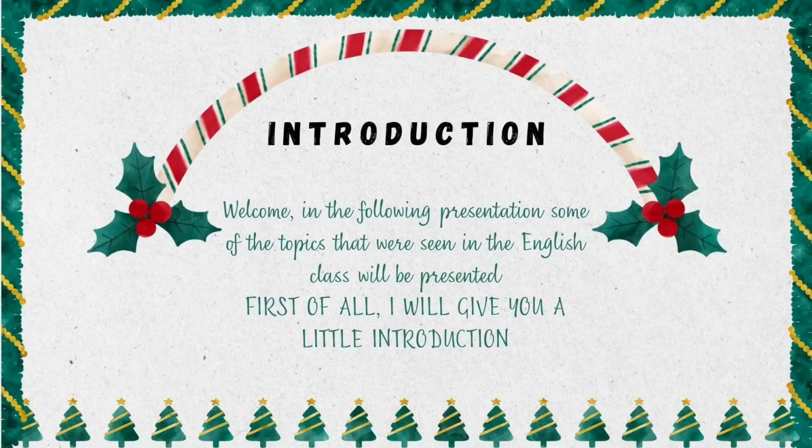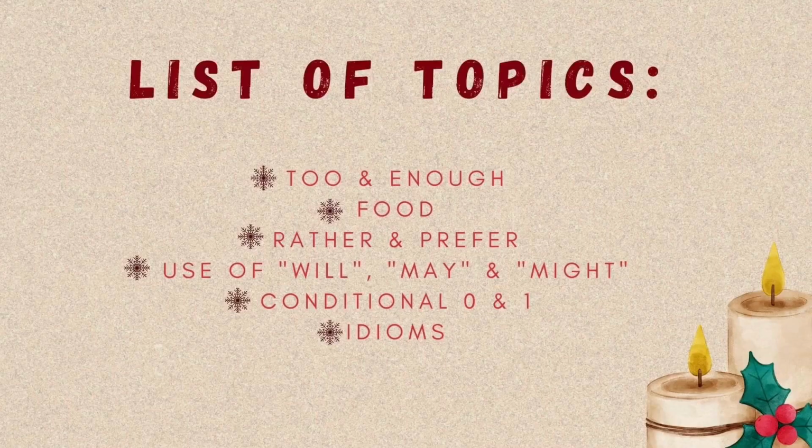First of all, I will give you a little introduction. Welcome. In the following presentations, some of the topics that we're seeing in the English class will be presented. Here we have the list of the topics that will be seen next. First, we have the topic too and enough. Second, we have the topic food. Third, we have the topic rather and prefer. Fourth, we have the topic use of will, may, and might. Fifth, we have the topic conditional 0 and 1. And sixth, we have the topic idioms.